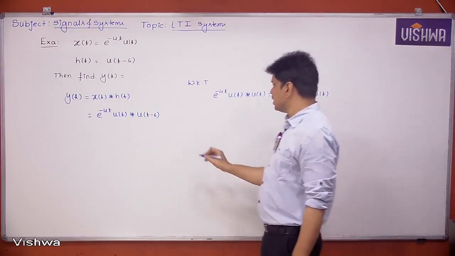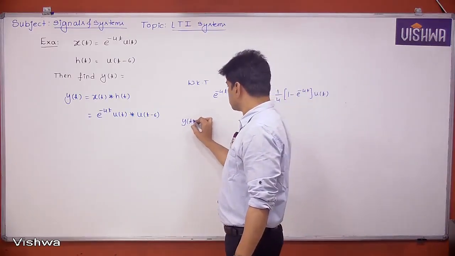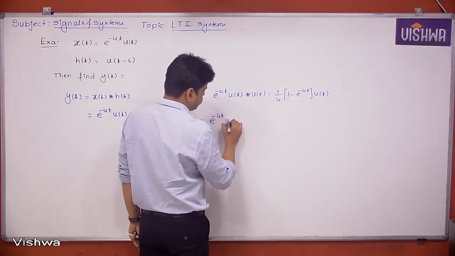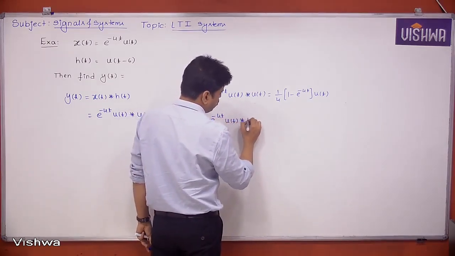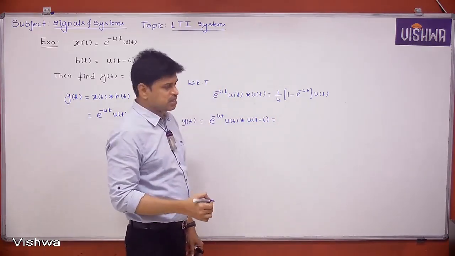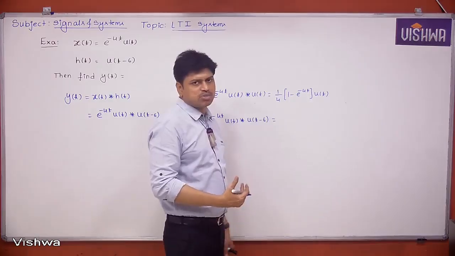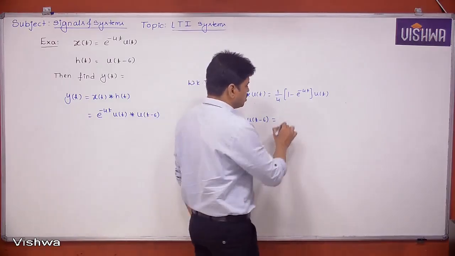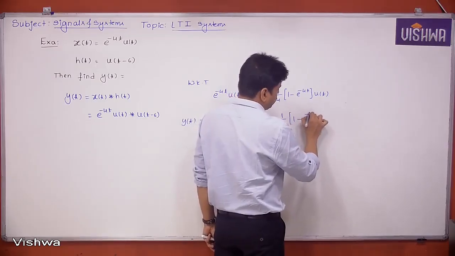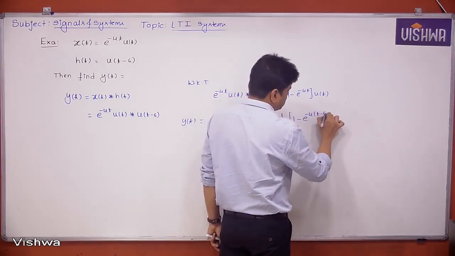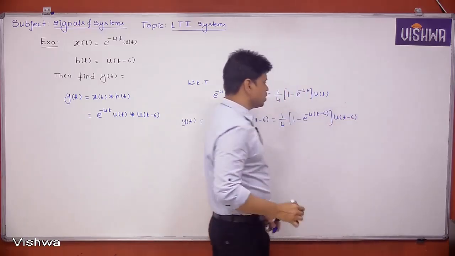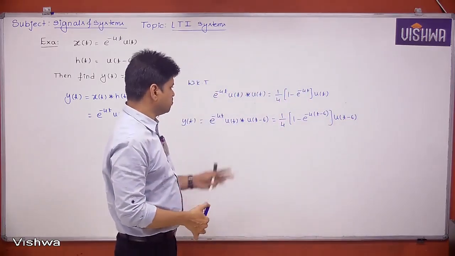So what is y of t? It is e power minus 4t u of t convolution with u of t minus 6. Then the output is also delayed by the same amount, 6. That means wherever t is there, that has to be replaced with t minus 6. In that way I can get 1 by 4 into 1 minus e power minus 4 into t minus 6, into u of t minus 6. So this is the final output we are going to get. Okay, take it.